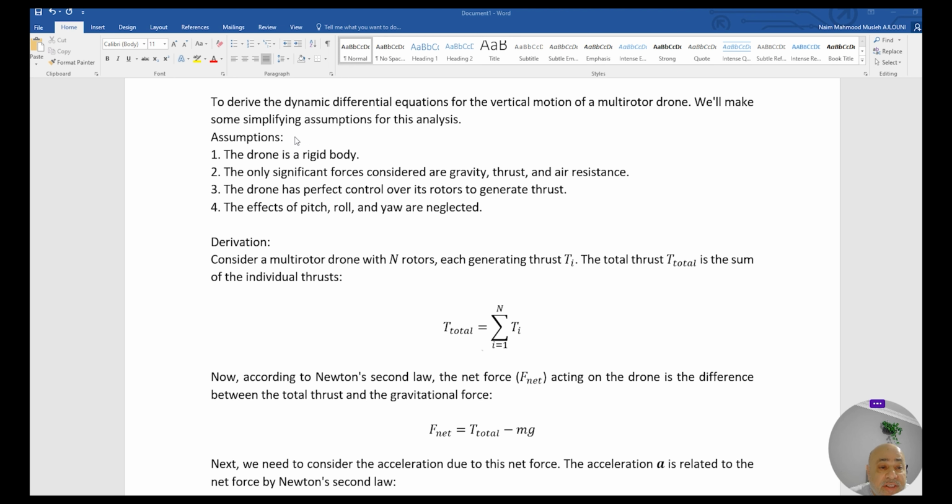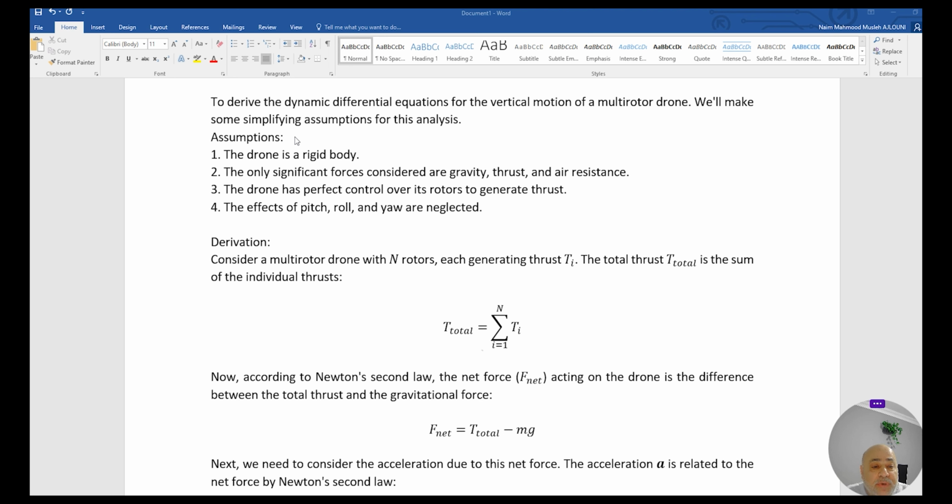The fourth is that the effects of pitch, roll, and yaw are neglected because we are not going to take their effect on the multi-rotor into account in this video. In a maybe longer later video, I will show you how we can involve the pitch, roll, and yaw in the equation. It will make it a little bit more complicated, but it's doable. Again, it's not impossible, and it can be solved by engineers without any problem.